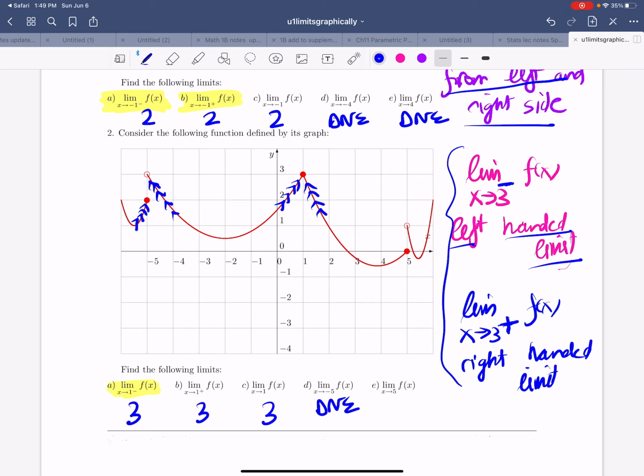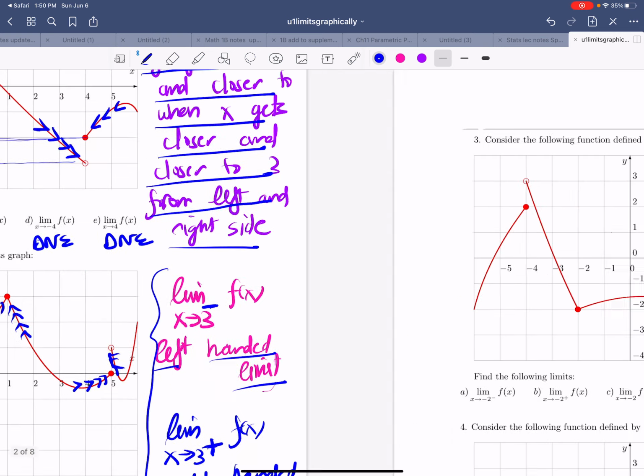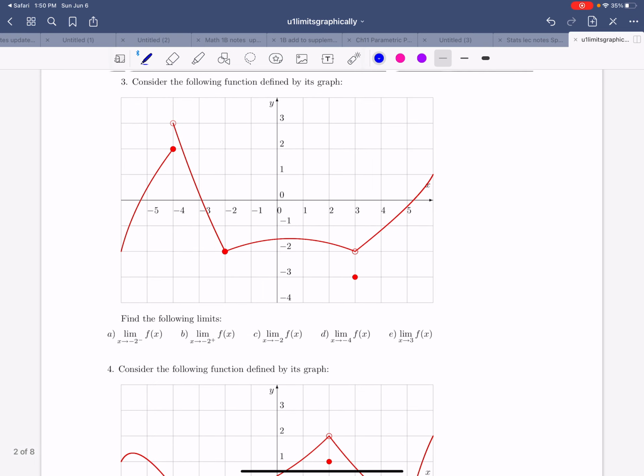Limit as x approaches 5 of f of x. Again, as x is getting closer and closer to 5 from the left side and from the right side, we are approaching two different y values, not the same y value. So we would say the limit does not exist. Let's check out one more example.